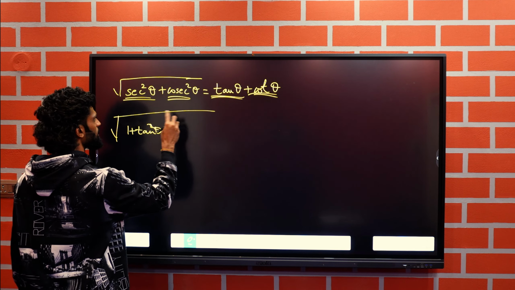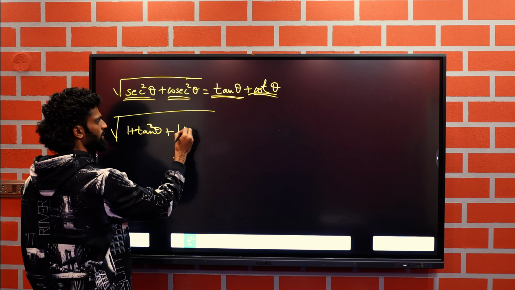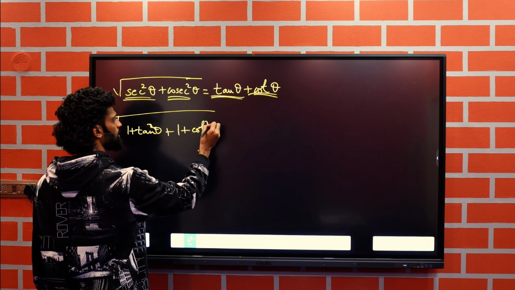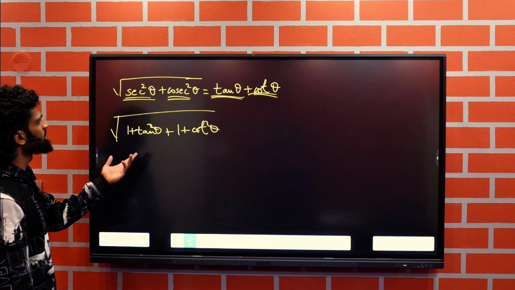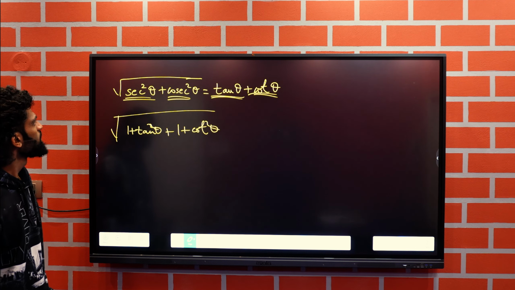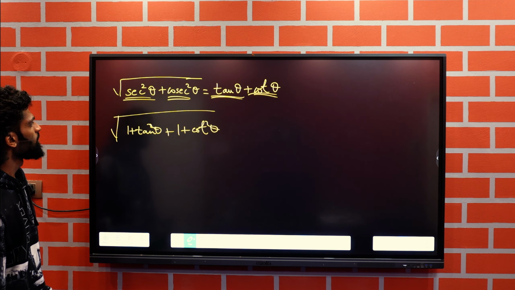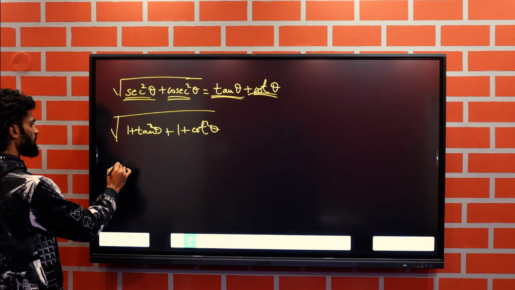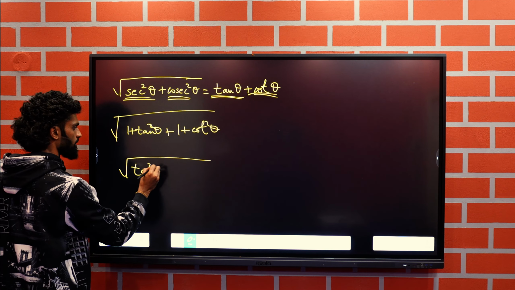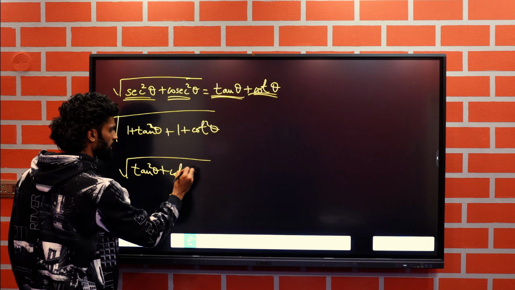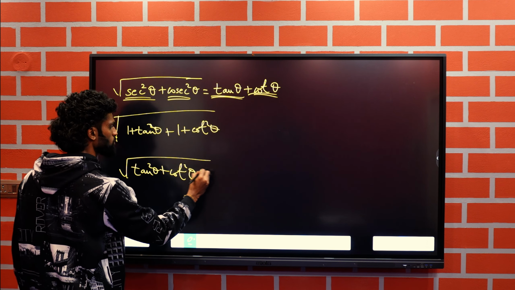Plus cosecant square is 1 plus cot square theta. Correct. Now obviously, what and what gets cancelled? Nothing is getting cancelled obviously. 1 plus tan square, 1 plus cot square. Cool. Now the answer becomes tan square theta remains plus cot square theta remains plus 2 remains.